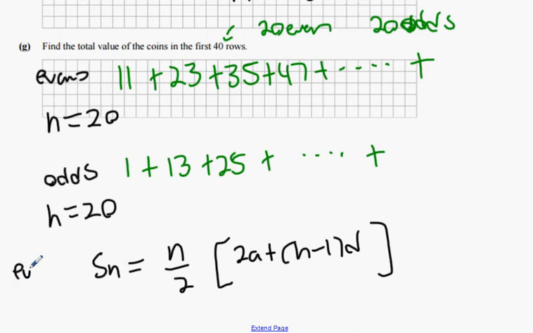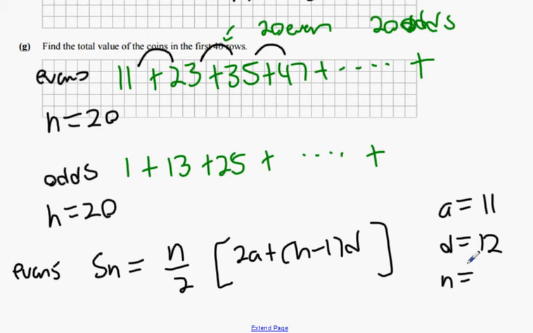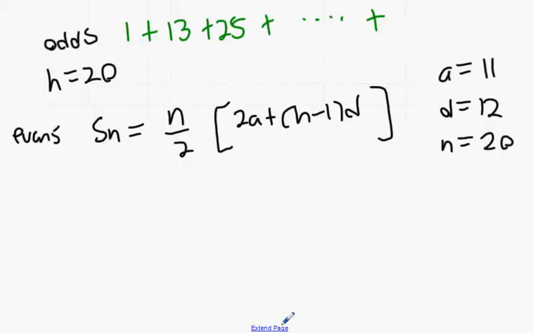We'll start off with the evens. What's the a value for the even? The a value is 11. Okay, guys, everybody be doing something productive with your time now, okay? What's the d value? How much is it going up by each time? The d value is 12. What's the n value? How many times do I need to do it? You're right about 40, but because I broke it up into evens and odds, there's 20 of each. So this is for the evens only.